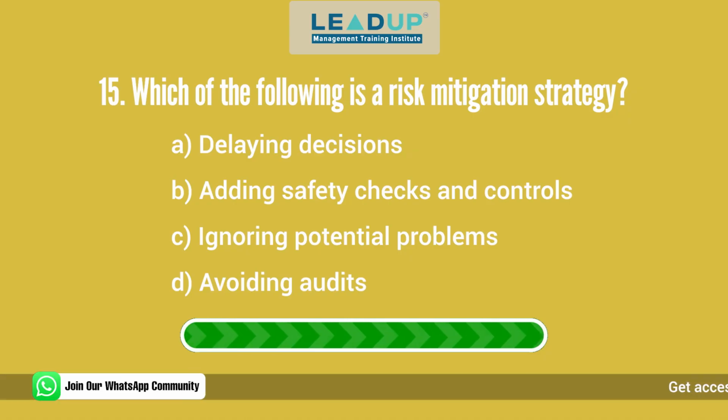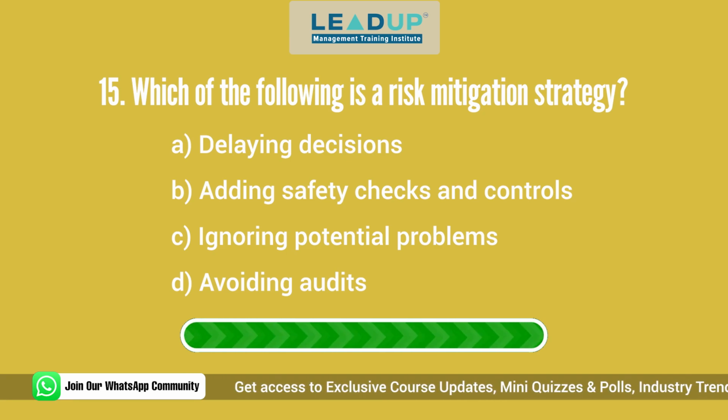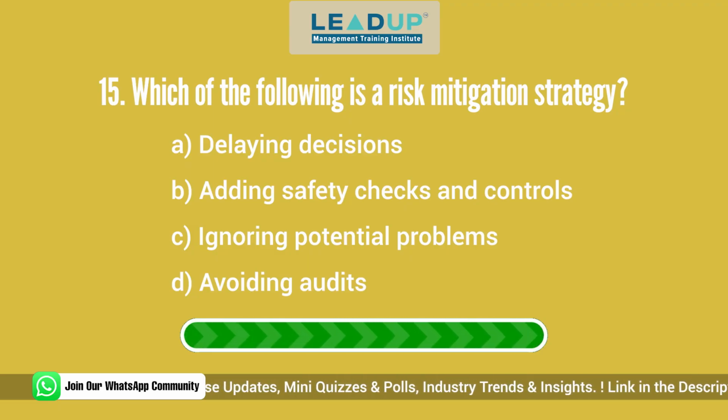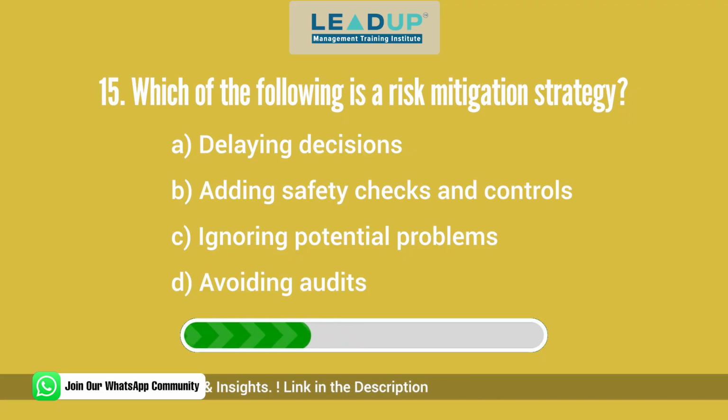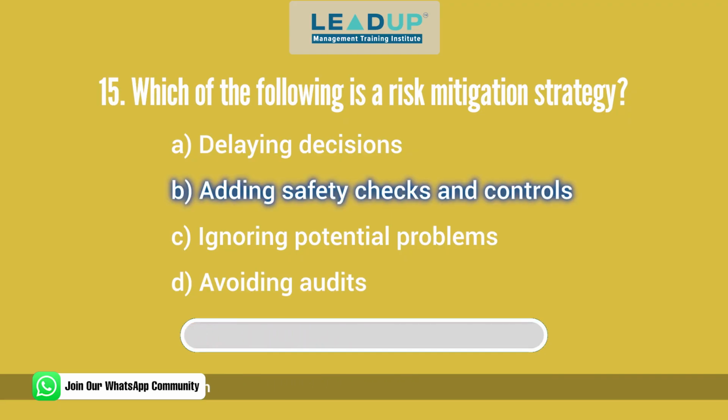Question 15. Which of the following is a risk mitigation strategy? A. Delaying decisions, B. Adding safety checks and controls, C. Ignoring potential problems, and D. Avoiding audits. Answer: adding safety checks and controls.